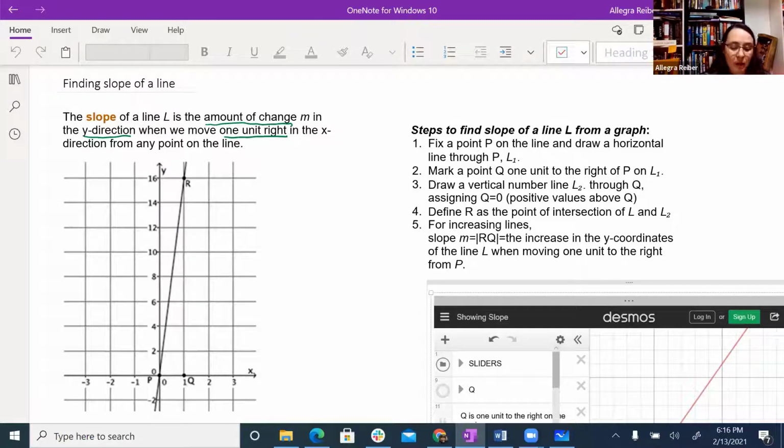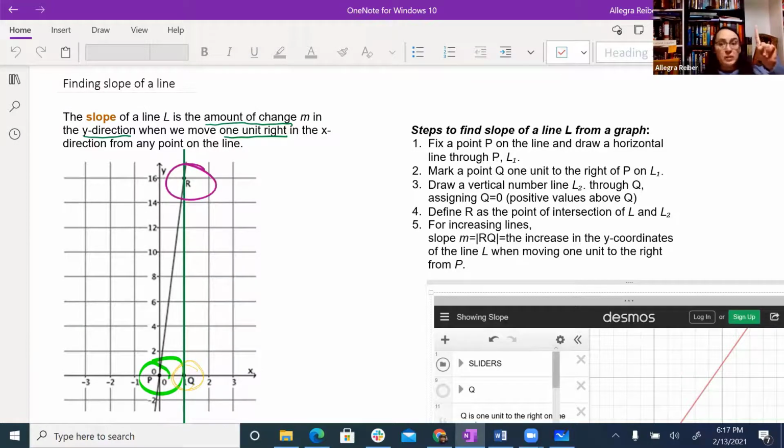I'm going to start with a point P right there at 0, 0. If I were to move 1 unit to the right, I would now be at a point Q, which has coordinates 1, 0. So it's still on the x-axis. By drawing a vertical line through the point Q, I can now identify where on the line I care about, where the point is that is 1 unit to the right. And that's this point here that I have labeled R.